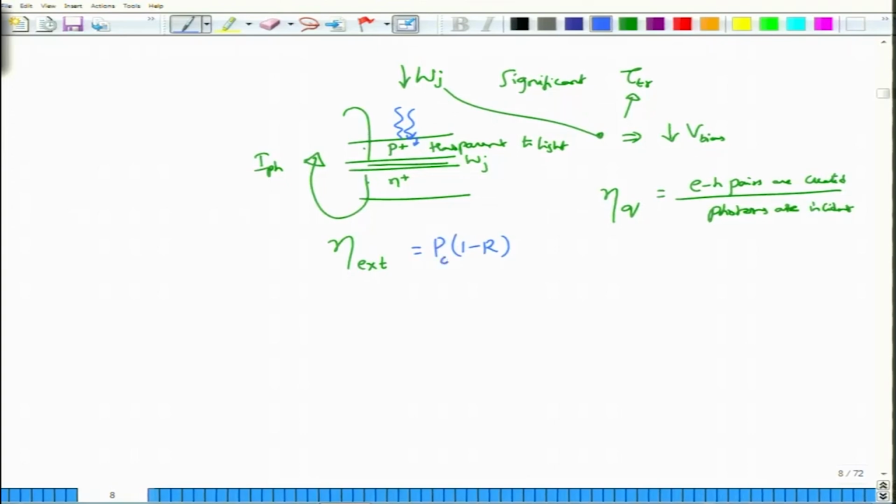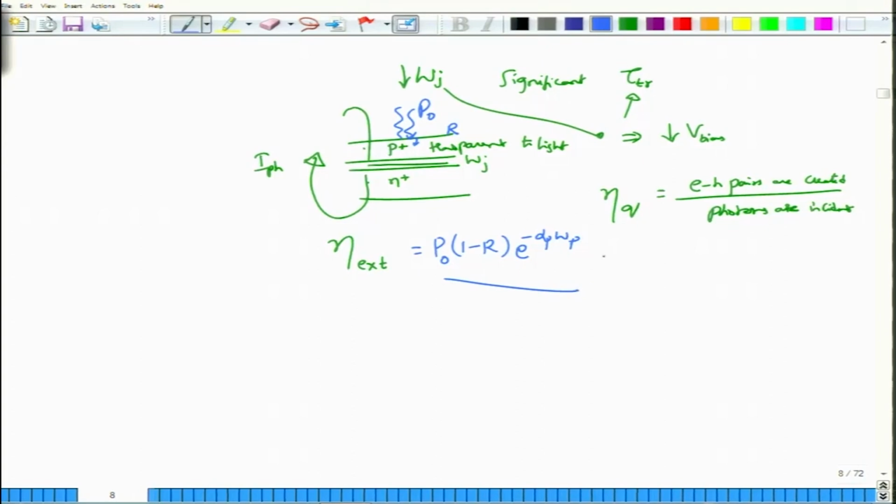So, say P0 is the launch power of the optical power. P0 times (1 minus R), where R is the power reflection coefficient at the front end surface, will be launched into, or will be absorbed by, the P plus region, where if you assume an absorption going on as e to the power minus alpha p Wp, then the power steadily decreases before it reaches the junction itself.